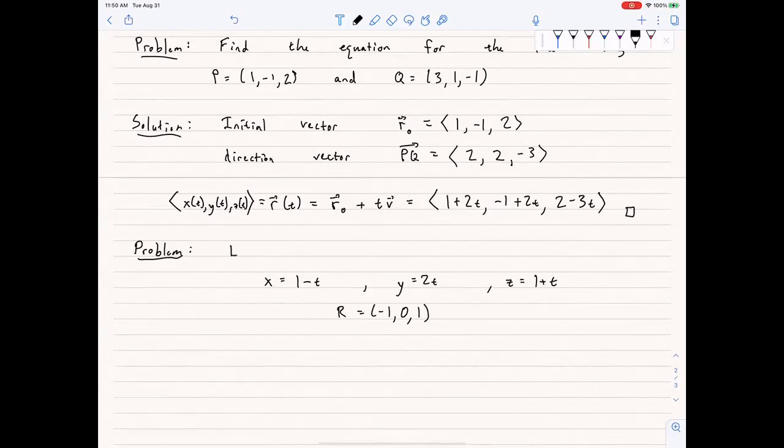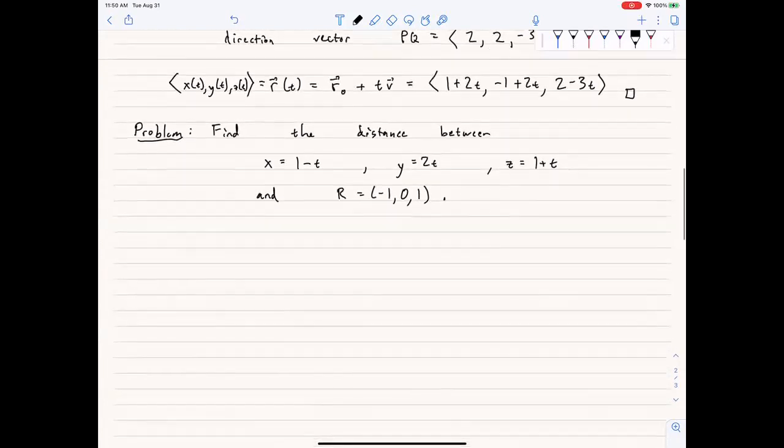Well, I'll just ask: find the distance between this line and this point. So I've given you an equation for a line and I give you some point in space, and I'm just asking you to find the distance between them.